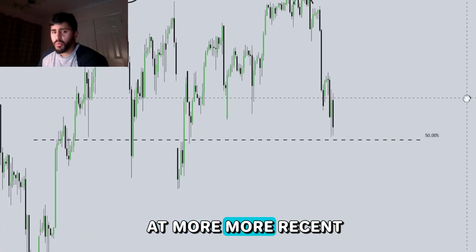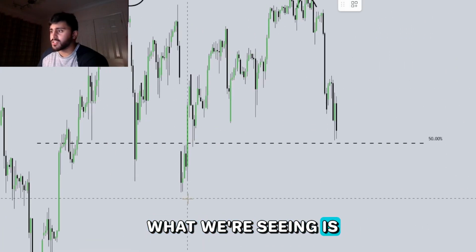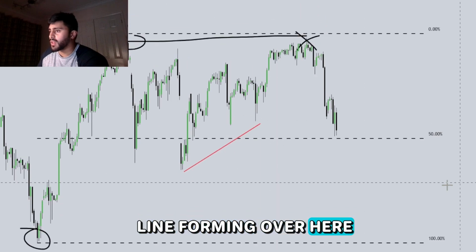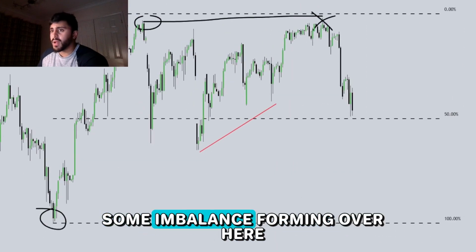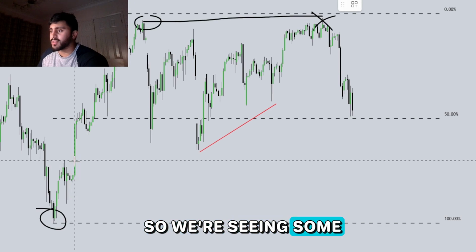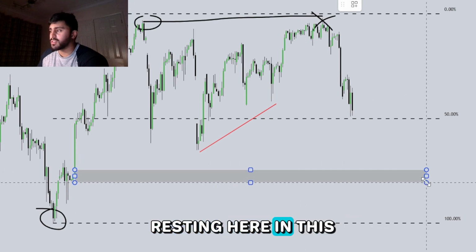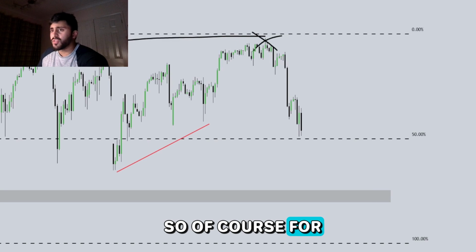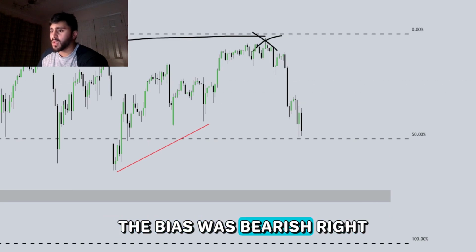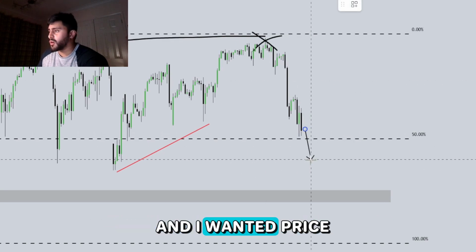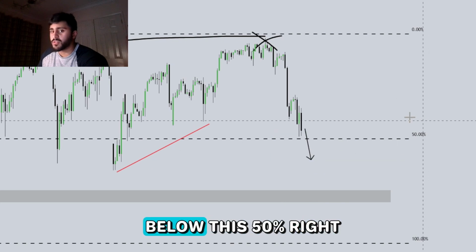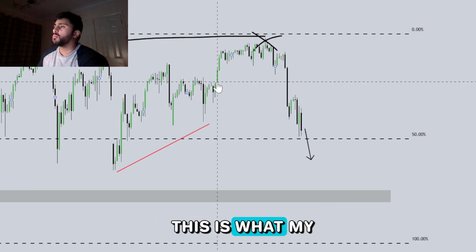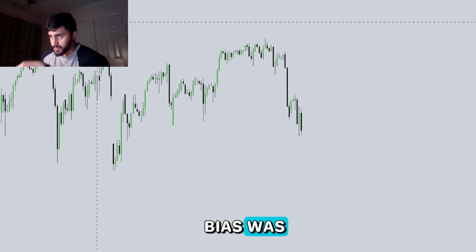Now, when we look at more recent price action, we're seeing this trend line forming over here. And we're also seeing some imbalance forming over here. So we're seeing some kind of a fair value gap resting in this region, right? Of course, for this particular day on Monday, the bias was bearish, right? So I had a bearish bias and I wanted price to come into this area below this 50%. This is what my overall higher time frame bias was.